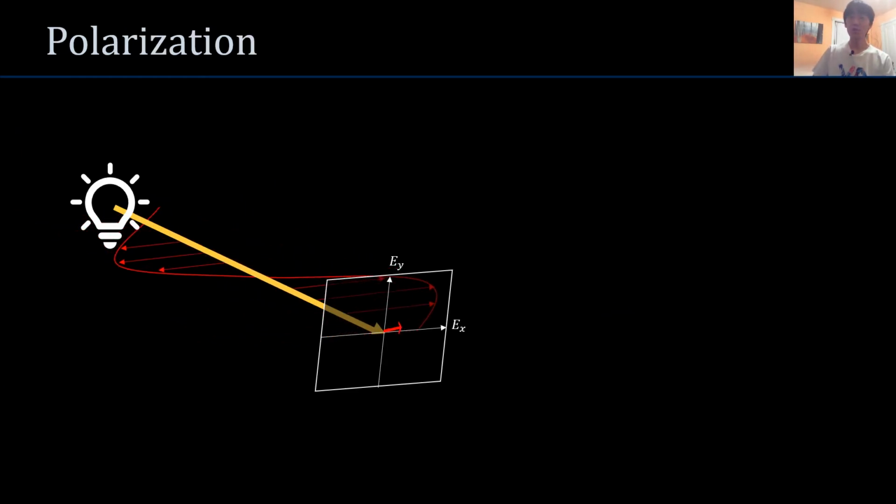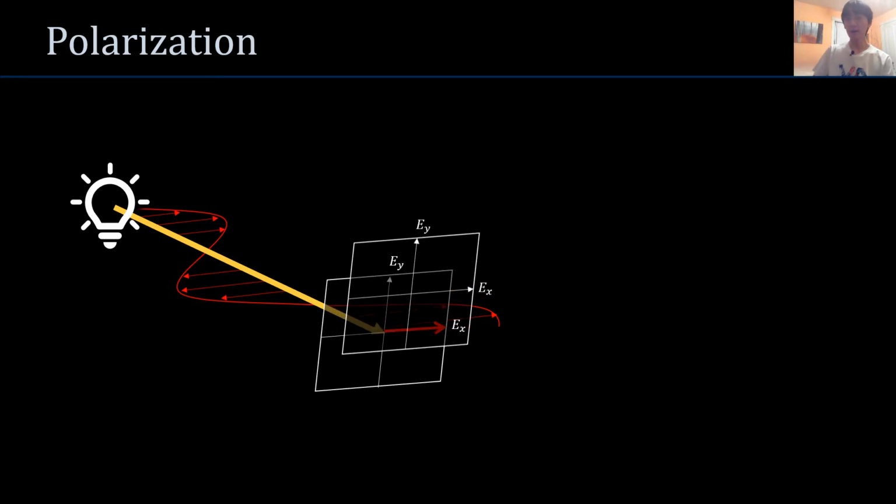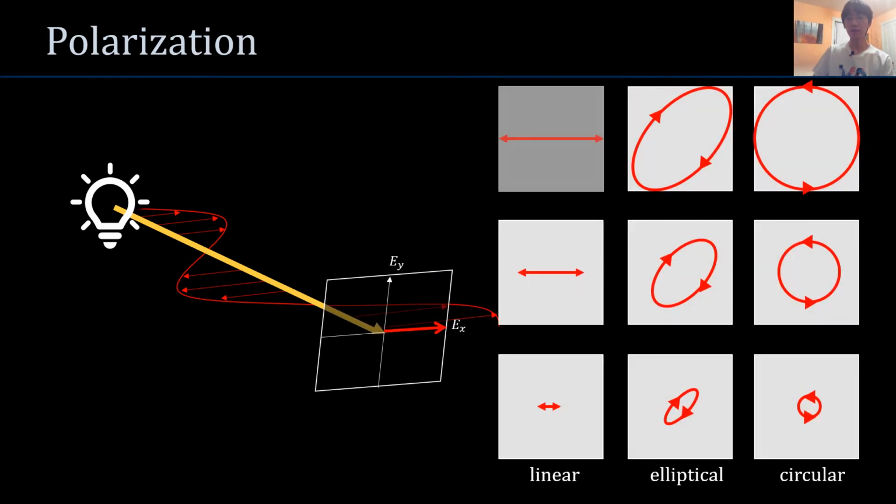As an electromagnetic wave, light propagates where its electric field oscillates in space. The oscillation pattern projected to the tangent plane describes the polarization state. It could be polarized in a linear, elliptical, or circular way.